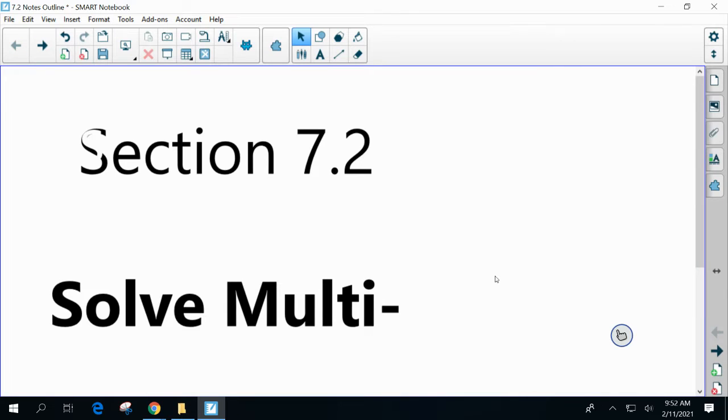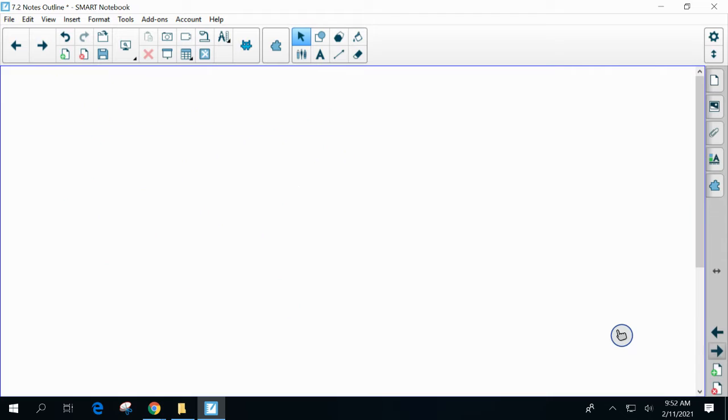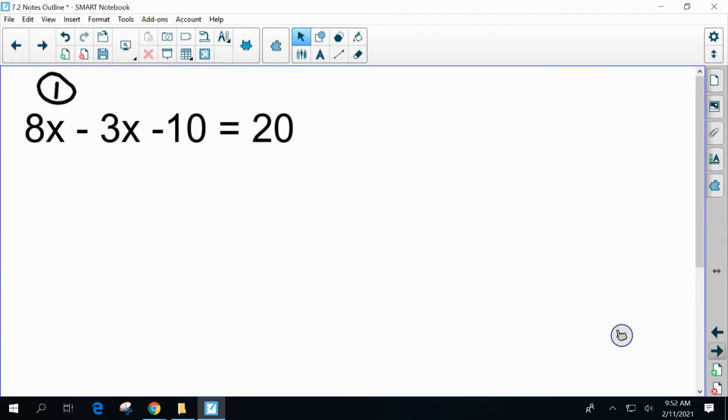Right, section 7.2, solving multi-step equations. Problem number 1. So we're going to follow the same steps we learned in 1 and 2 step equations. The first thing we're going to look at is, do you have any parentheses? No. So the second thing is you're going to combine your like terms.